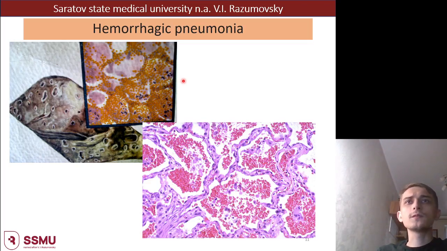One more photo with hemorrhagic pneumonia, histological changes. So we can see accumulation of erythrocytes in the alveoli, we can see a red area in the lungs, and macroscopically the lungs become red in color.